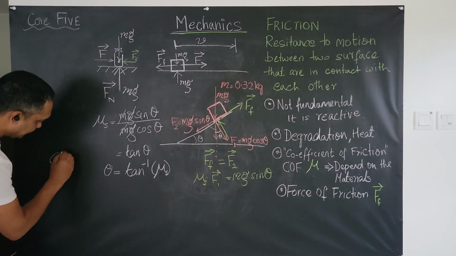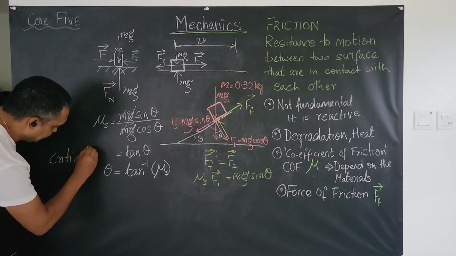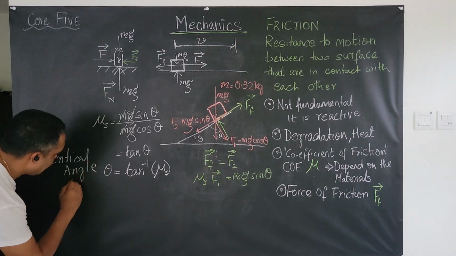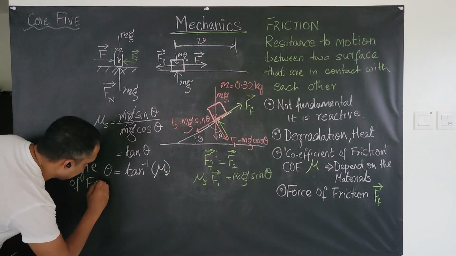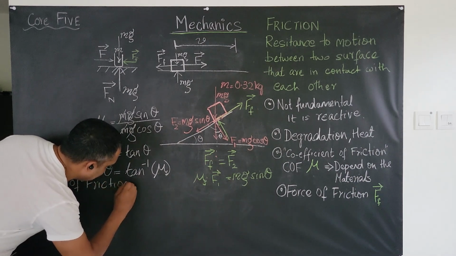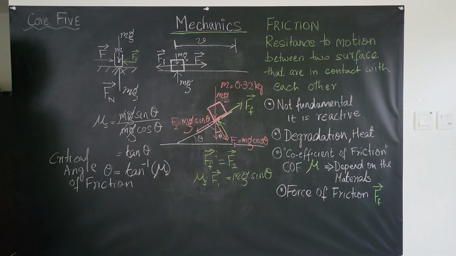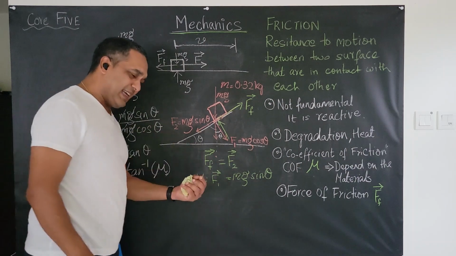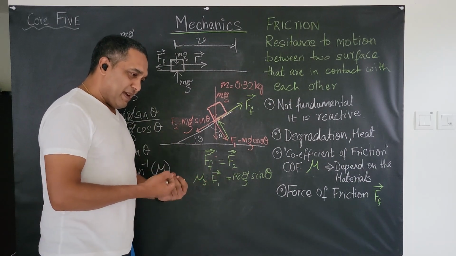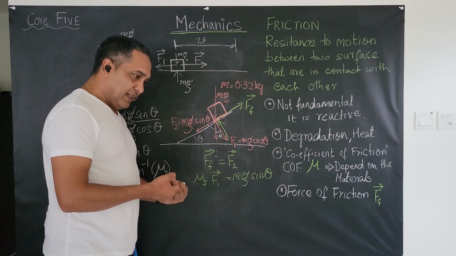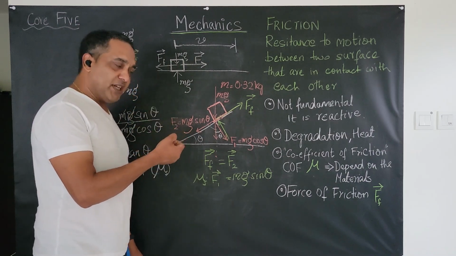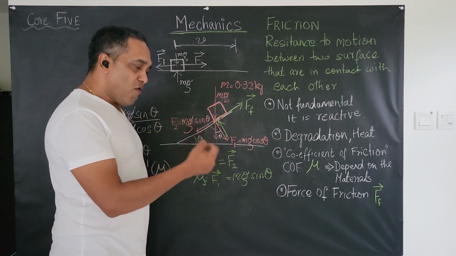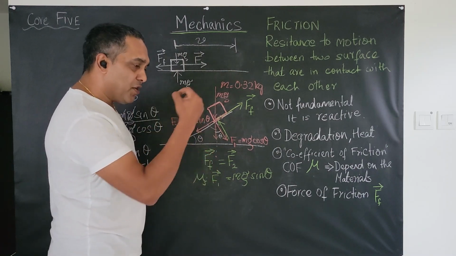critical angle of friction. Theta is the critical angle of friction. Some people call it the limiting angle of friction, which is the maximum angle which holds an object in place, or the maximum angle of an inclined plane on which an object does not move.